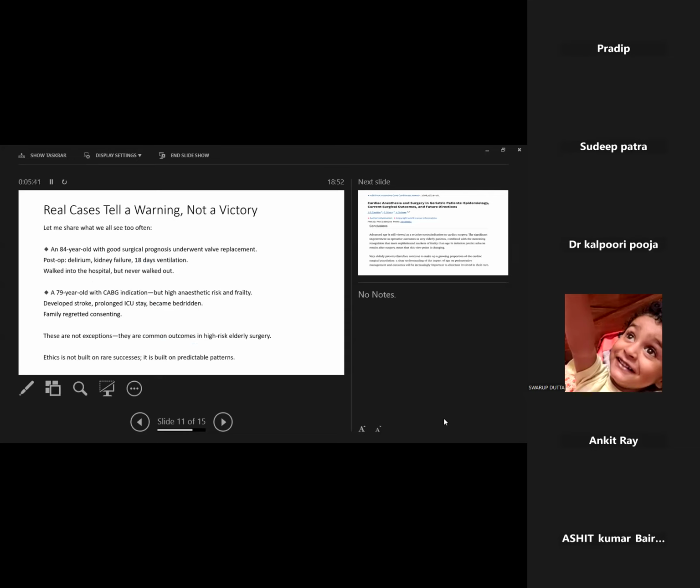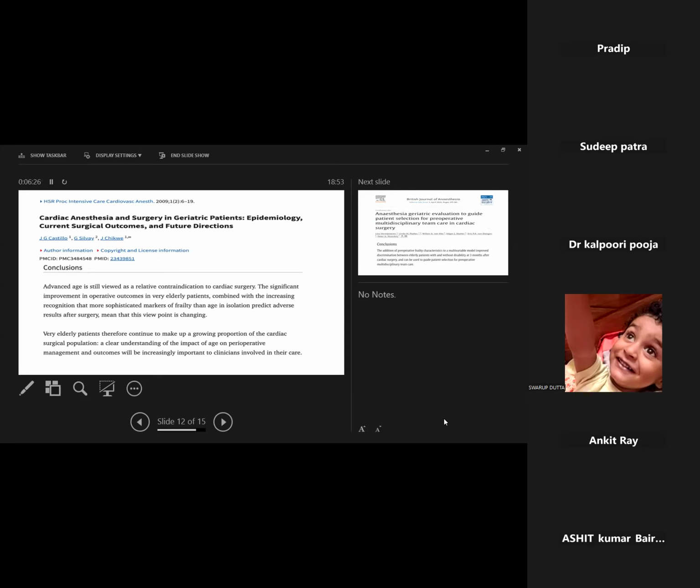Real cases tell a warning, not a victory. Let me share what we all see too often. An 84-year-old with a good surgical prognosis underwent valve replacement, post-operative delirium, kidney failure, 18 days of ventilation, walked into the hospital but never walked out. A 79-year-old with a CABG indication but high anesthetic risks and frailty developed a stroke, prolonged ICU stay, became bedridden, family regretted consenting. These are not exceptions. They are common outcomes in high-risk elderly surgery. Ethics is not built on a rare success, it is built on predictable patterns.